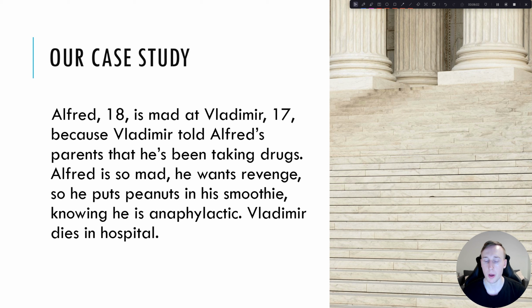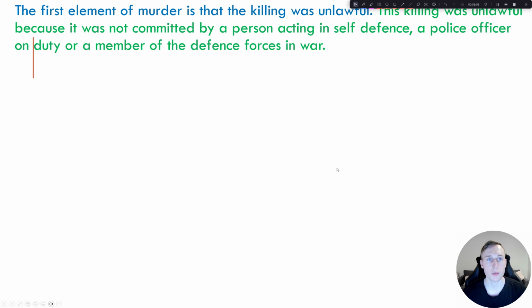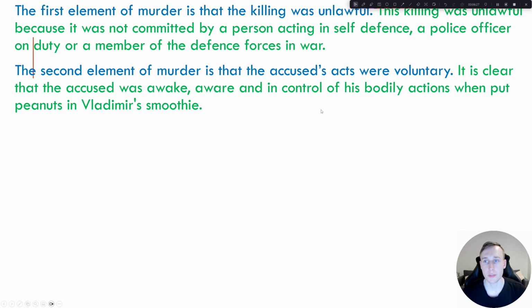And we can do this by applying each element of murder. So first of all, we would say that the first element of the murder is unlawful, and that's my blue writing there. And then right after, I'm going to write a linking sentence and write whether or not that element is present or not. Because there wasn't any mention of him being a police officer or self-defense, we already know from that case study it was an unlawful killing.